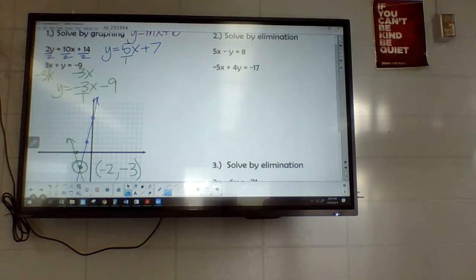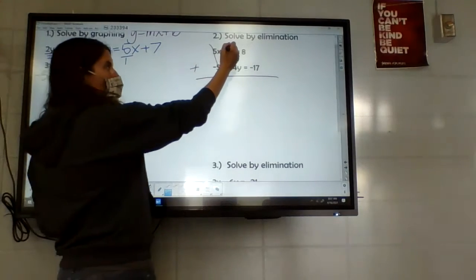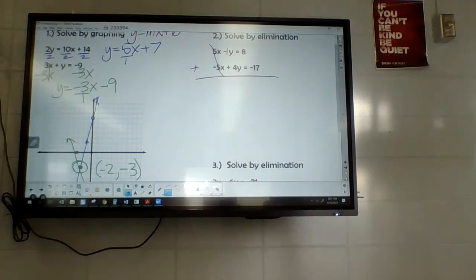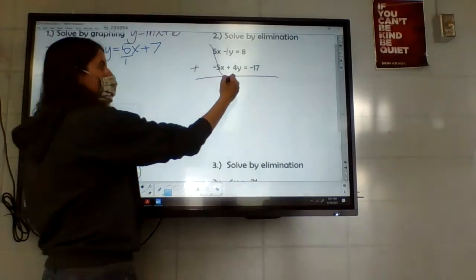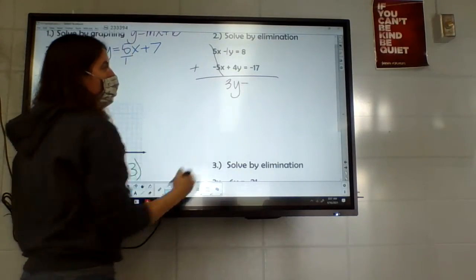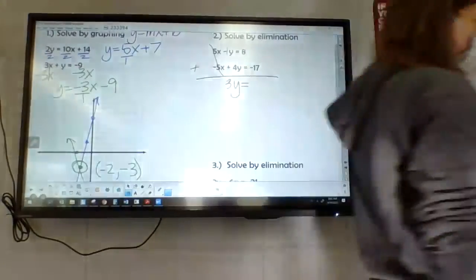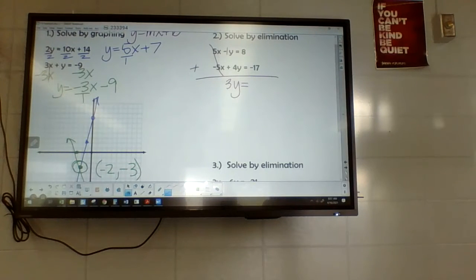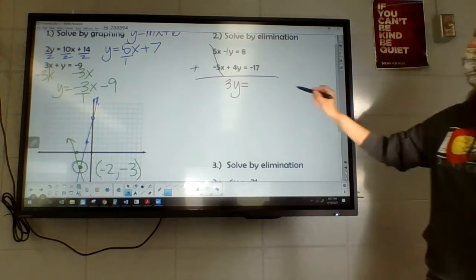So solving by elimination here. In this case, what's going to cancel? The 5's. Yeah, the 5x's will cancel. So those will go away. So 5x and a negative 5x cancel. But now we have to combine the other two terms. So this is like a negative 1y and 4y. So it'll be 3y. And then 8 minus 17 is, I believe, negative 9, right?